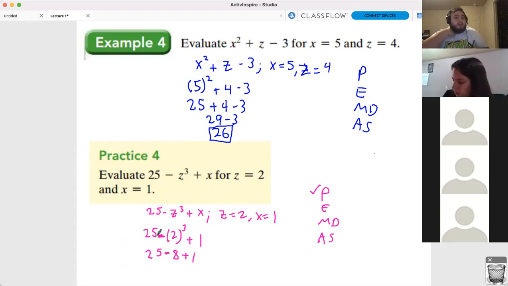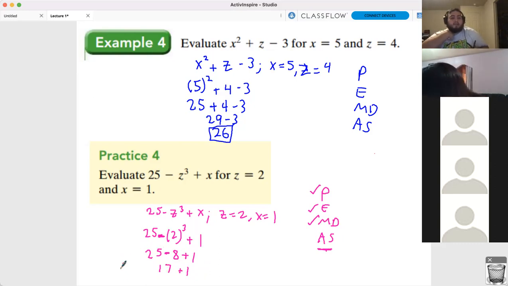Yes. And then we bring down everything else, 25 minus, plus 1. Now we're done with exponents. What's the next step we do in order of operations? Multiply and divide. Are there any more multiplying or dividing here? No, so we're done with step 3. Now we add and subtract from left to right. So what am I going to do first, 25 minus 8 or 8 plus 1? 25 minus 8, which is 17. Bring down the plus 1 and our final answer will be 18.